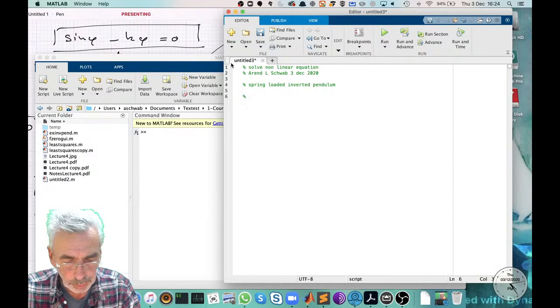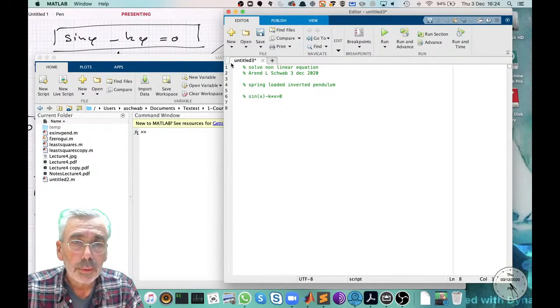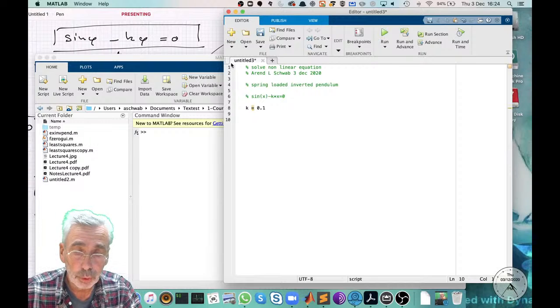Okay, and the equation is sine x minus k times x is 0. I use x here because there's no Greek phi on my keyboard. Okay, and let's say we start with k is 0.1. So then the question is, what is the solution?